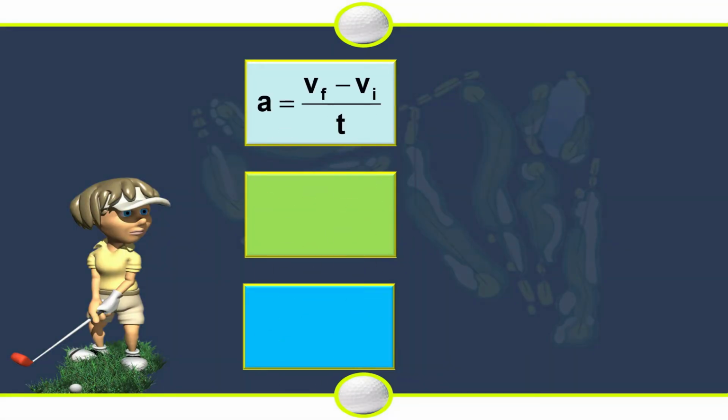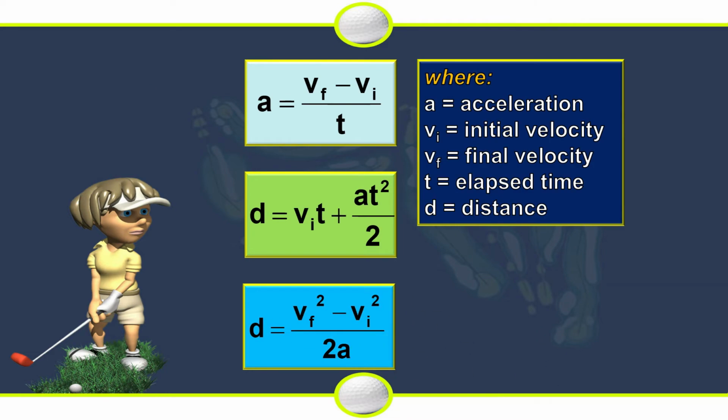In acceleration or in uniformly accelerated motion, we have three main formulas that we can use depending on what is the unknown in a given problem. So I have here the list of the three formulas, wherein A is pertaining to your acceleration, Vi is your initial velocity, Vf is your final velocity, T is your time elapsed, and D is your distance covered.